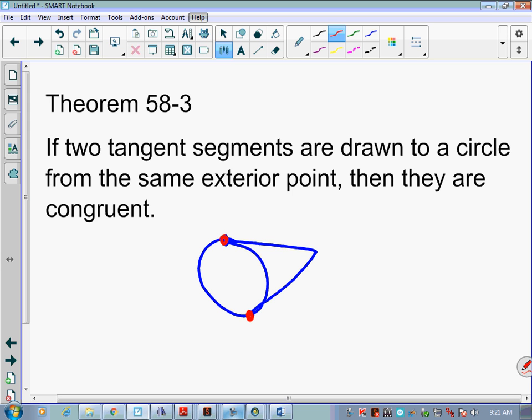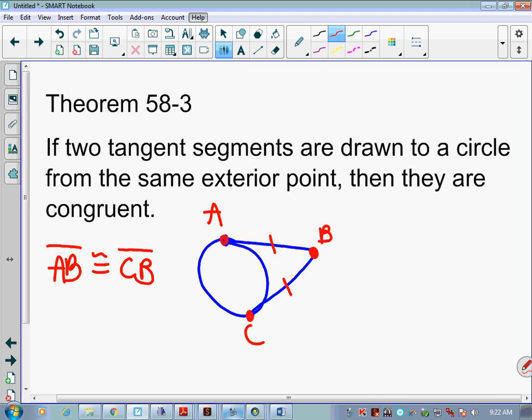each other. Now, I haven't done a great job of drawing my picture here, but if I label this A, B, and C, what we're saying is that segment AB is congruent to segment CB, that these two are congruent to each other if they come back to the same exterior point. If two tangent segments are drawn to a circle from the same exterior point, then they are congruent to each other. Okay, so if I knew that AB was 7, what would I know that CB was?